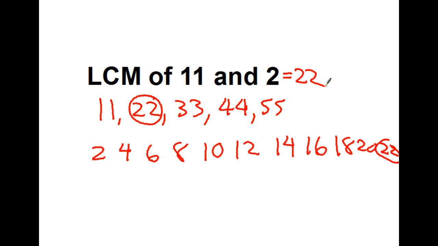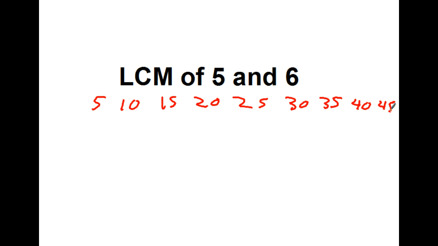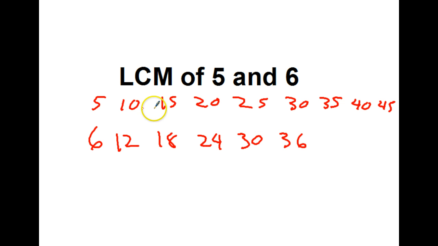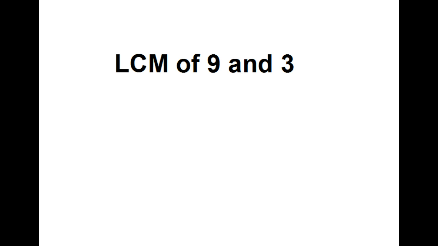You might notice that sometimes these numbers could get pretty big pretty fast. Try this one out on your own. Least common multiple of 5 and 6. 5, 10, 15, 20, 25, 30, 35, 40, 45. Let's go to 6's. 6 times 1, 6 times 2, 6 times 3, 6 times 4, 6 times 5, 6 times 6. And again, since I know all the multiples of 5 end with a 5 or a 0, I'm just looking for the first one in the 6's that ends with a 5 or a 0. There it is. It's a 30. Least common multiple of 5 and 6 would be 30.